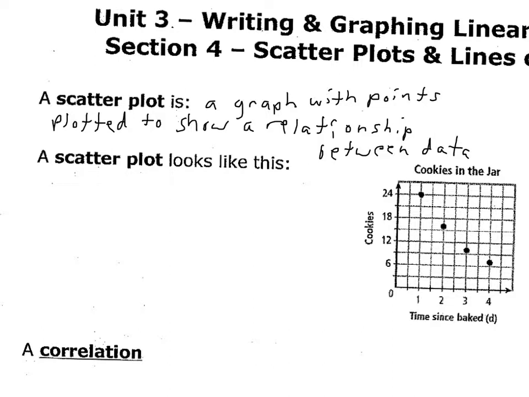Now, once you have that down, go ahead and take a look at the graph below about the cookies in the jar. You'll notice that this right here is a scatter plot. So this is generally what you're going to be looking for when you see a scatter plot, just different points plotted in different spots on the graph.